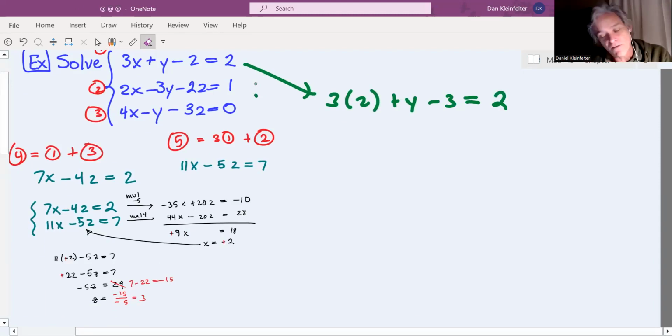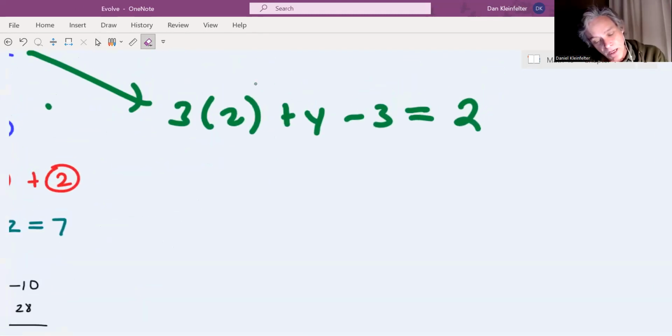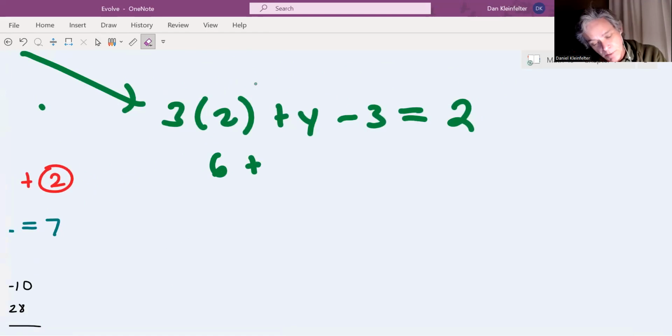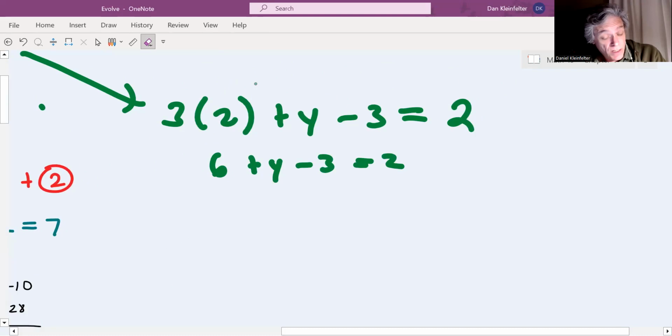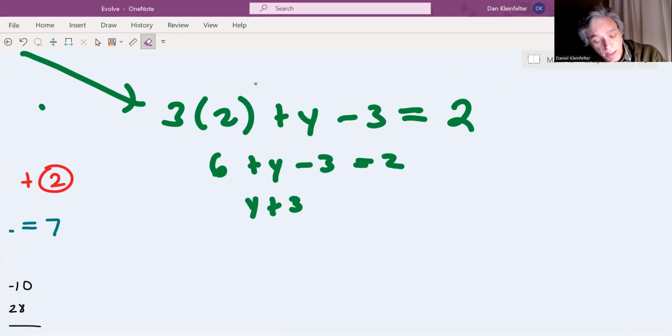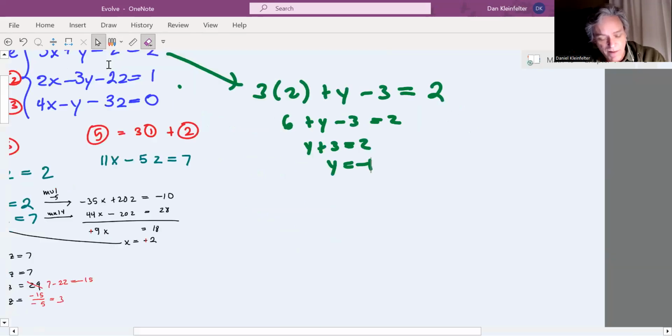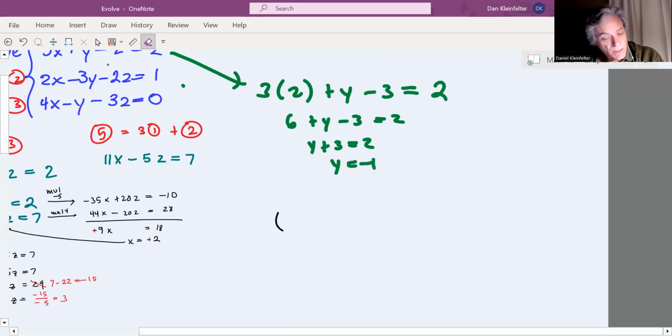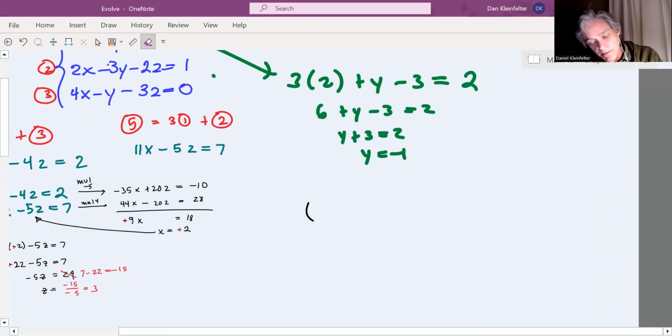All right, so we'll use that information to help us find out y. So we'll have 6 plus y minus 3 is 2. 6 minus 3 is 3. So we have y plus 3 is 2. That makes y be negative 1. All right, so finally, after all that, we have the values for all 3 variables. Our x worked out to be 2, our y worked out to be negative 1, and our z worked out to be 3.